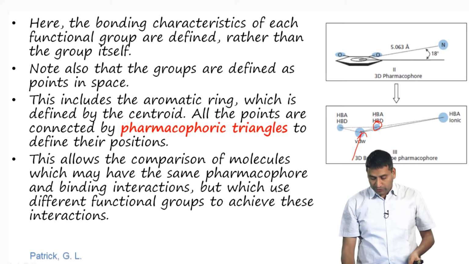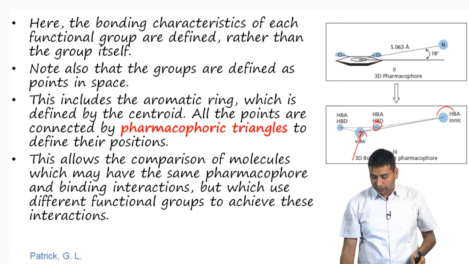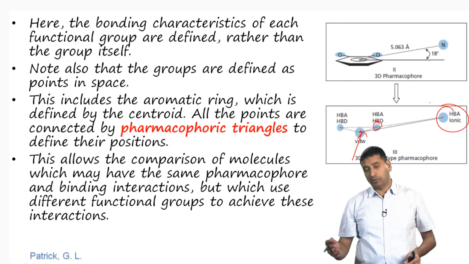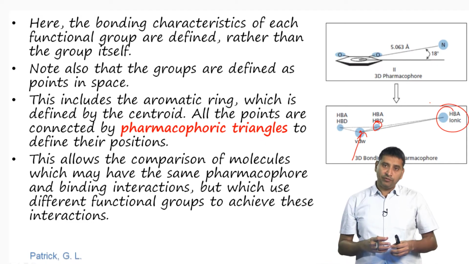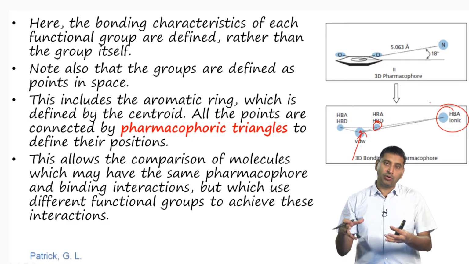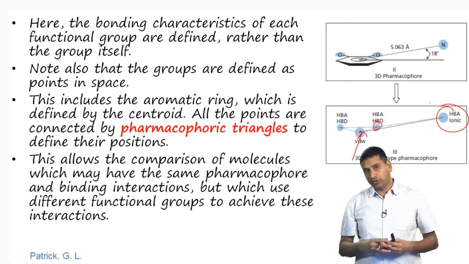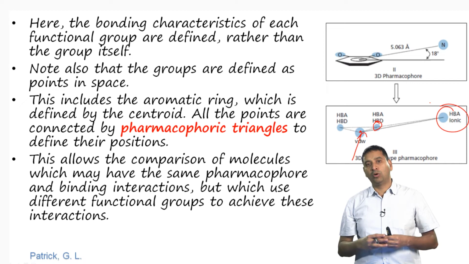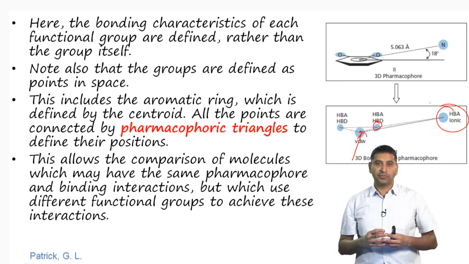Similarly, you can take this hydrogen bond acceptor, the center of this benzene ring, and the hydrogen bond acceptor / ionic group, which is the nitrogen group, can be the third vertex, and then you can draw a second triangle. So, we have now condensed or brought down the molecule into two triangles that are going to be important in the pharmacophore, right. So, then this process helps us compare molecules which have the same pharmacophore and binding interactions, right.